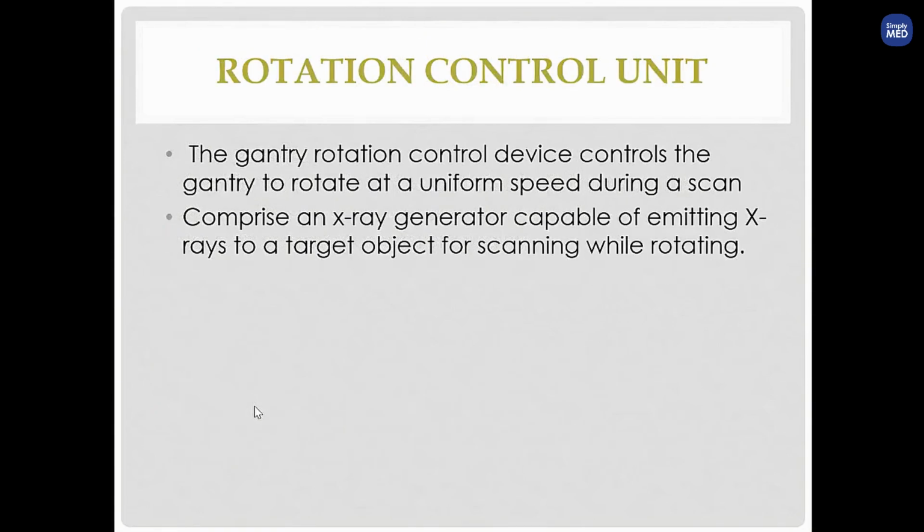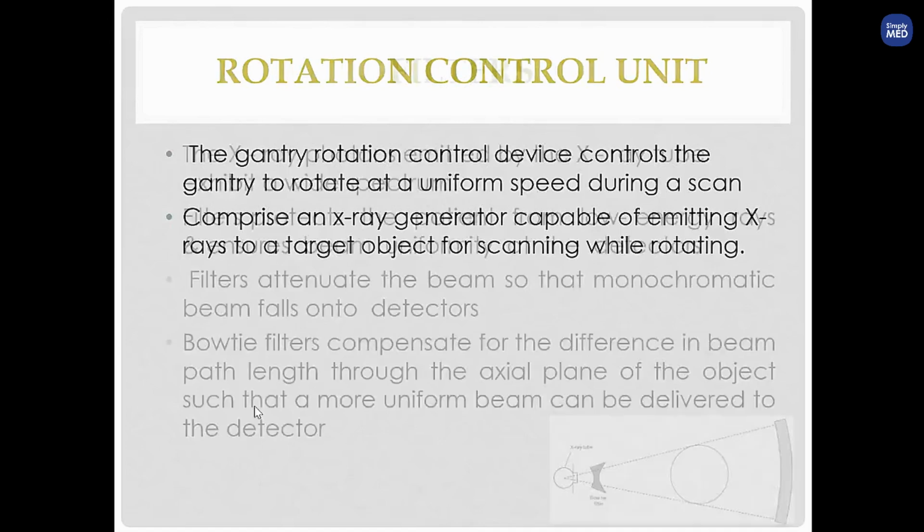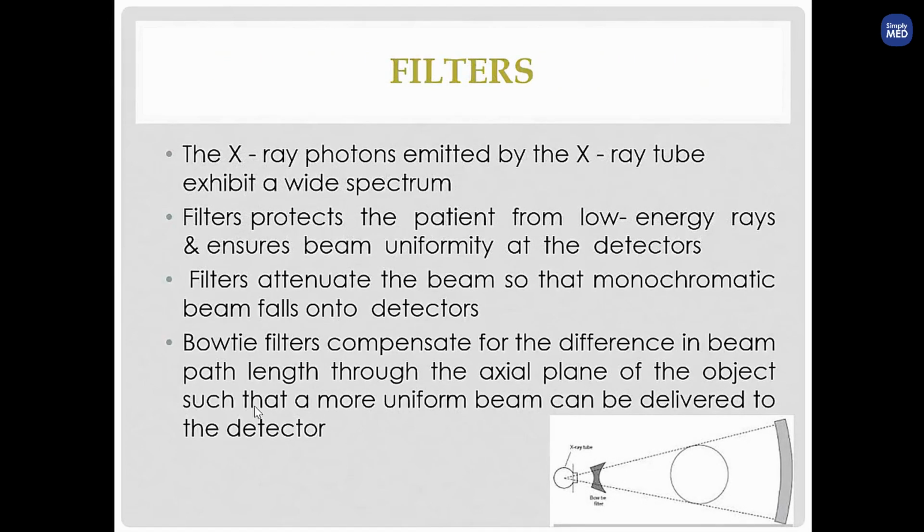Then the rotation control unit helps to control the rotation. The gantry rotation can be controlled by the control unit. And then we have filters. The X-ray photons emitted by the X-ray tube will have a wide spectrum. So the filter will absorb low energy and ensure only the high energy goes through, so we get an equal filter.